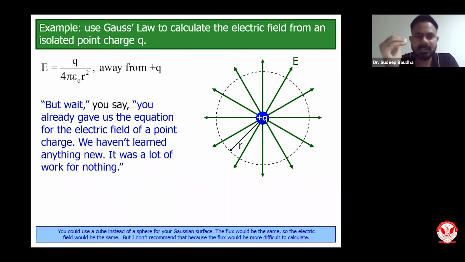So you already gave us the equation for the electric field of a point charge. We haven't learned anything new, right? If you recall our previous concept, the same equation I showed you when I was talking about electric field. But actually, this was just to demonstrate that Gauss law can be used to find out electric field of a point charge also.